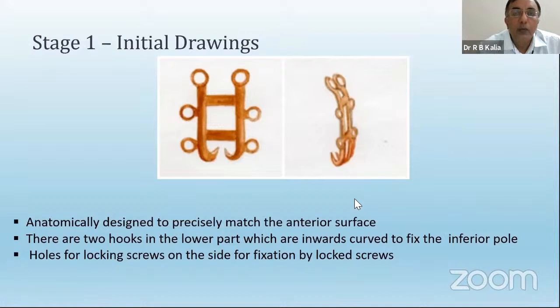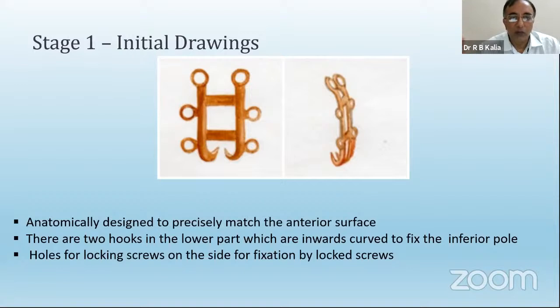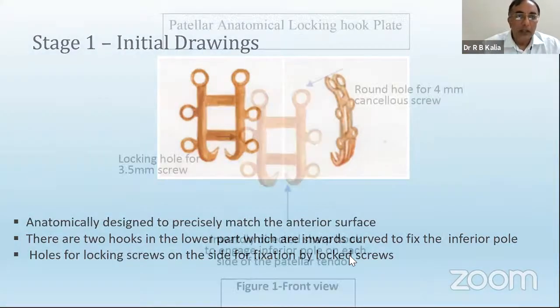Sir, you're audible. Okay, so this is stage one of our journey, and we made initial drawings. These are made by myself by hand. And we envisaged a plate designed to match the anterior surface of the patella. It had two hooks in the lower part, and there were holes for locking screws on the side, and two holes in the top which were basically meant for cancellous screws. Basic design.